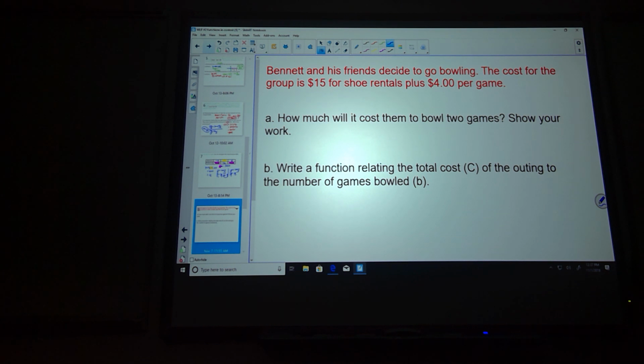Bennett and his friends. Oh, his friends might be Lexi is one of them. Decide to go bowling. The cost for the group is $15 for shoe rentals plus $4 for the game.